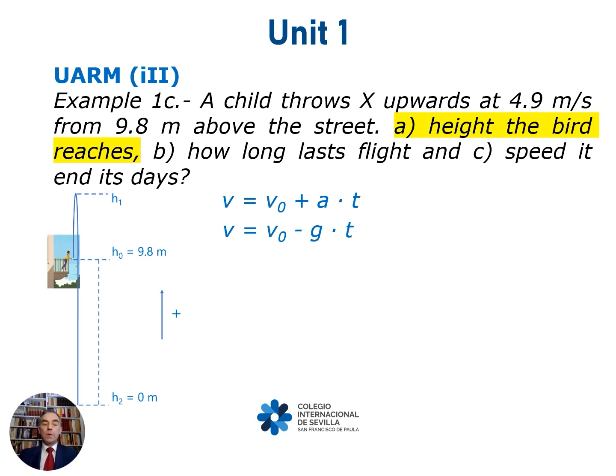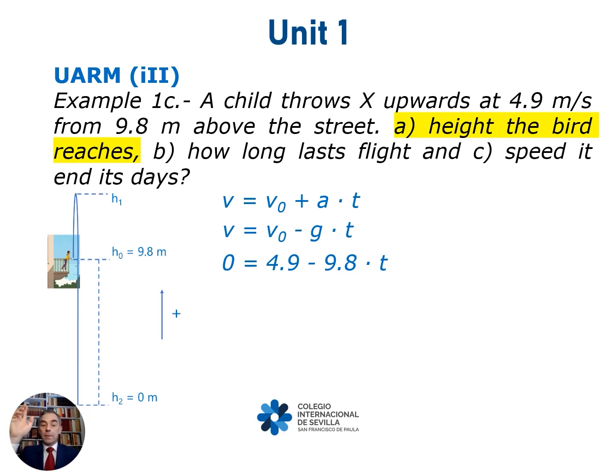And now we replace. We know that at the maximum height, speed is 0. We know that the initial speed is 4.9. It's 4.9 upwards, therefore it's positive. We know the acceleration goes downwards, and it is 9.8, therefore minus 9.8. And we're trying to find out the time it takes to reach that point.